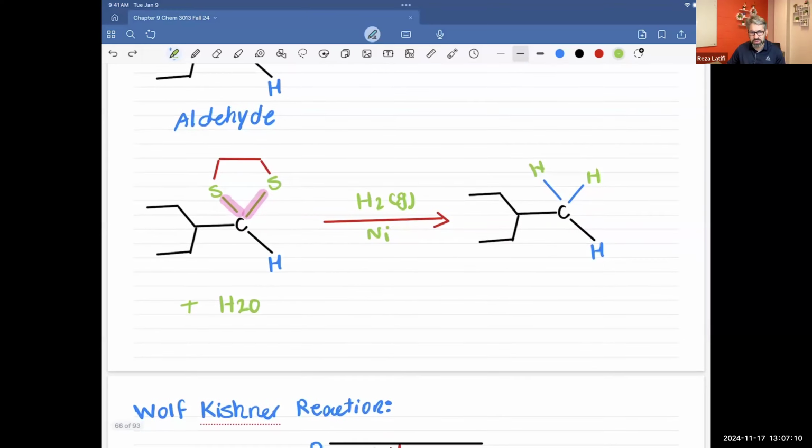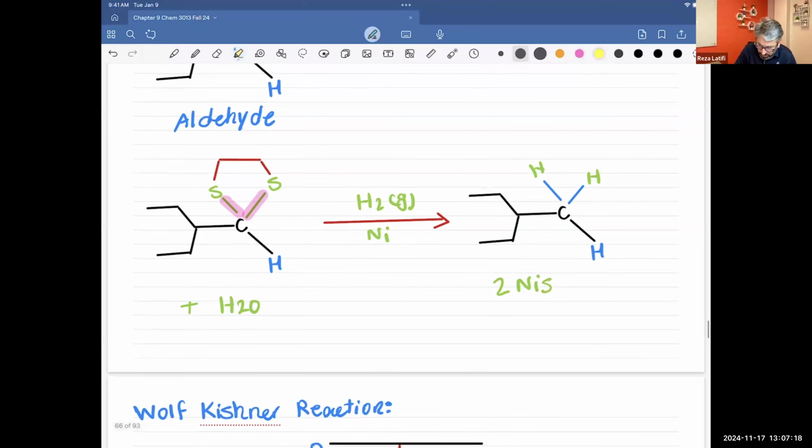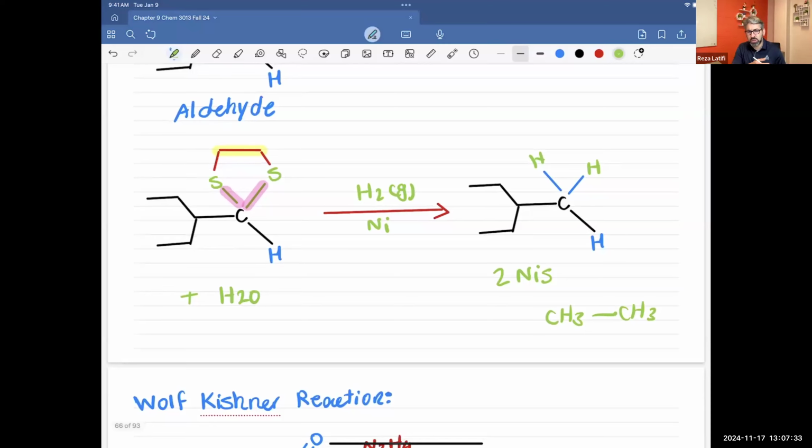Now what happened with the sulfurs? We will get 2 moles of nickel sulfide, and also keep this in your mind that you do have two carbons there. What will happen to those two carbons? They will show up as CH3. So we get ethane gas as well, and we managed to saturate the carbonyl group. We turn it simply to CH3, or if it's a ketone, it will turn to CH2. And then we got 2 moles of nickel sulfide plus ethane gas as well.